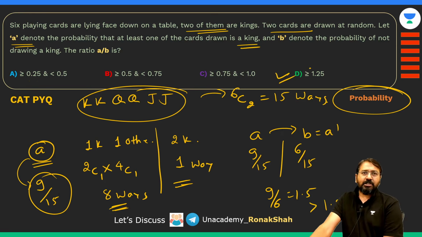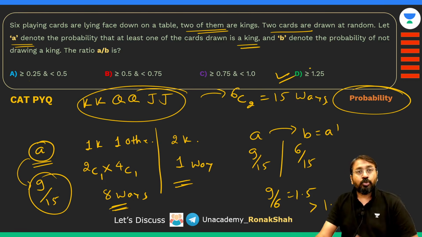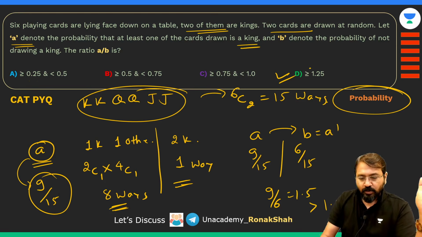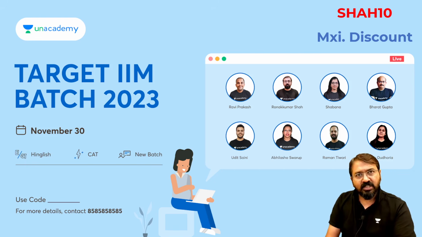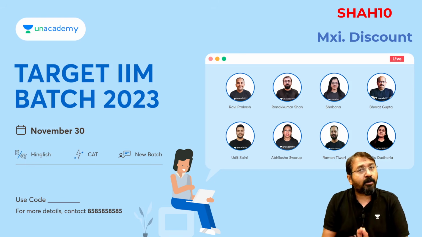But if your calculations are a little good, then you can figure out beforehand that the ways will be a little more, so the A by B ratio will come out greater than 1, right? So I really hope you all have understood this, guys. This is what we had to understand as far as permutation, combination and probability is concerned.